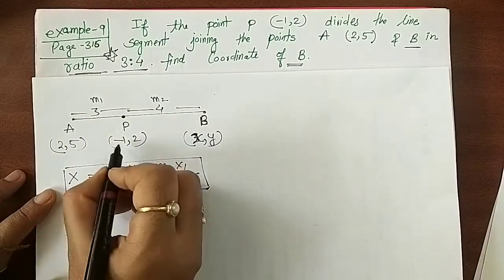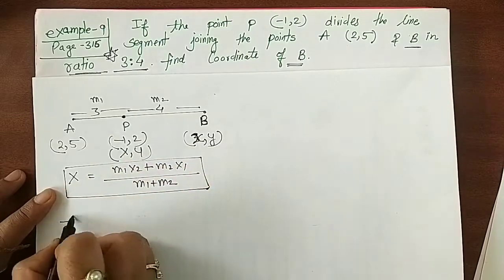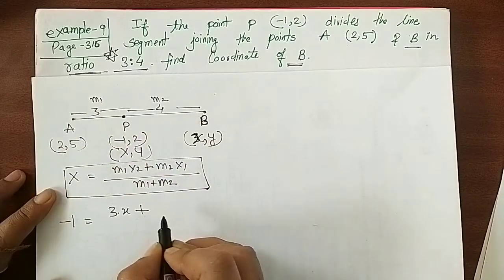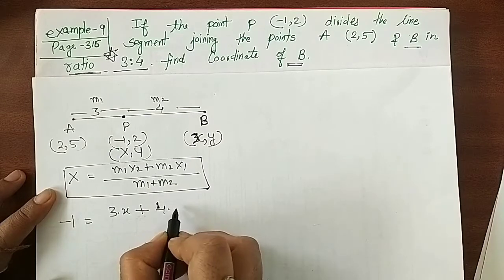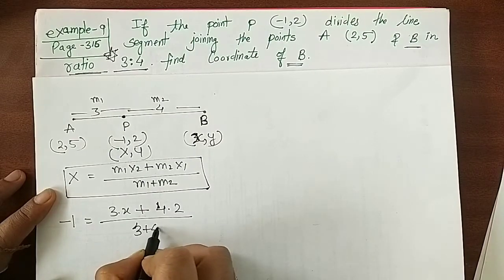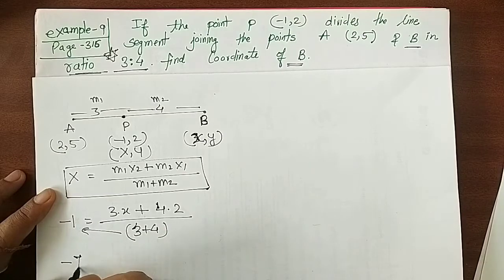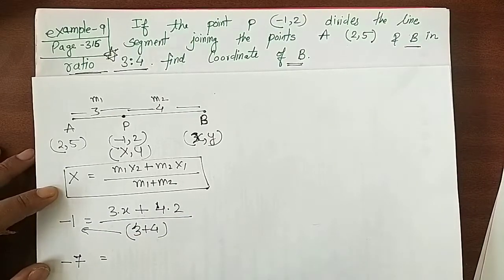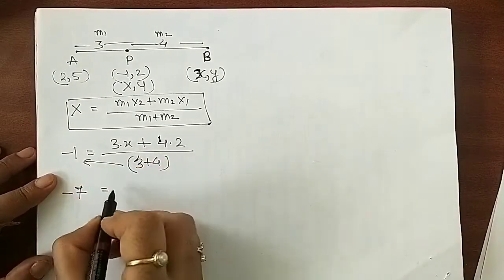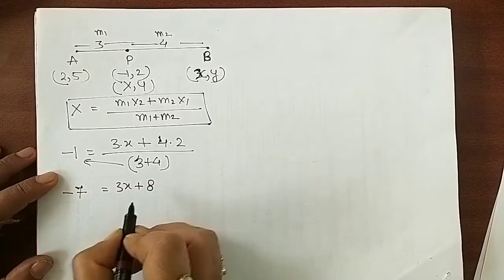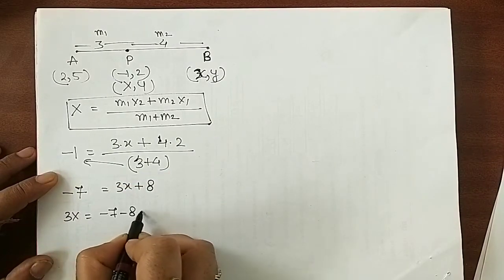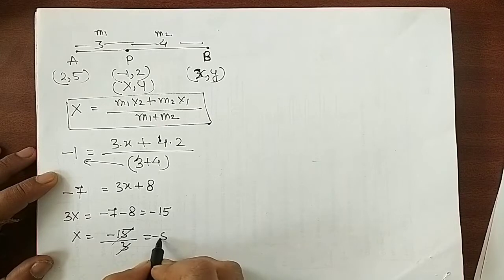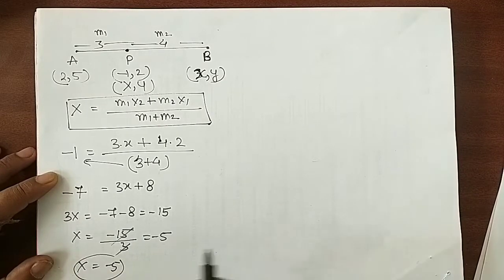Let's start. So x, this is x comma y, so -1 equals (m1, this is 3, into x, plus m2 x1, which is 4 into 2) by (3 plus 4). So this will go here, which is -7, since 3 plus 4 is 7, into -1 is -7. Now it becomes 3x plus 8. So can I write 3x is -7 minus 8, which is -15? Can I write x is -15 by 3? This cancels, it is -5. So x I got is -5.